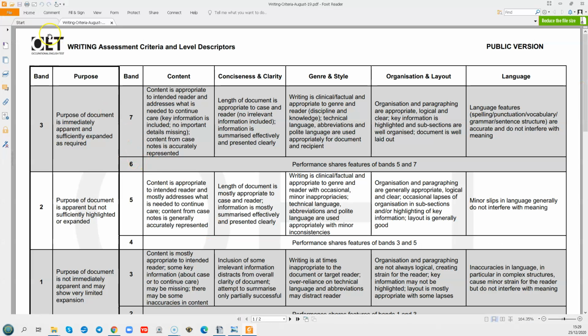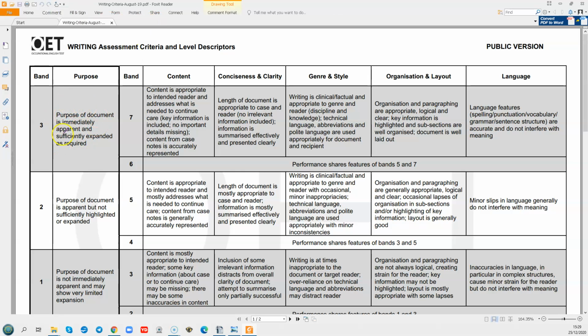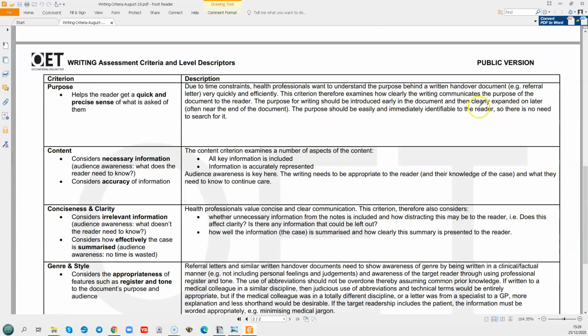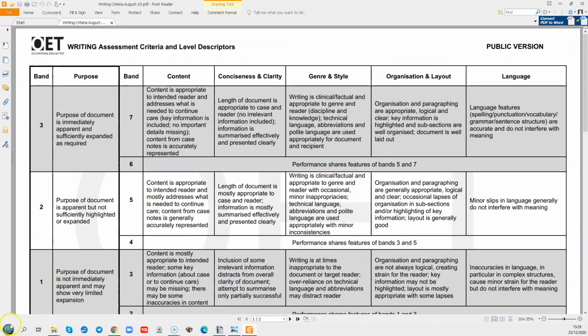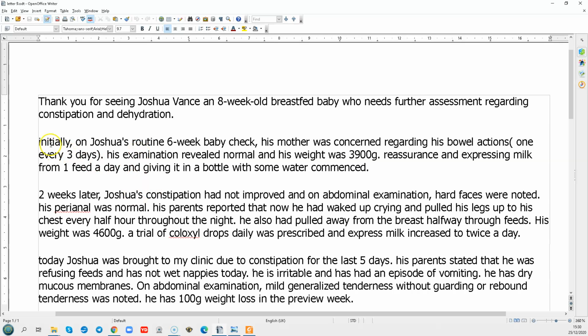Opening purpose must be clear, immediately apparent. That's what you've got to do. I'm writing to request, refer, etc. And then you usually expand on it, often near the end of the document. So you have to have the purpose at the bottom of the document as well. And that is usually, if you look at the official samples from OET, where you do thank you for seeing, I would appreciate blah blah blah blah blah. So you could have changed that opening a little.